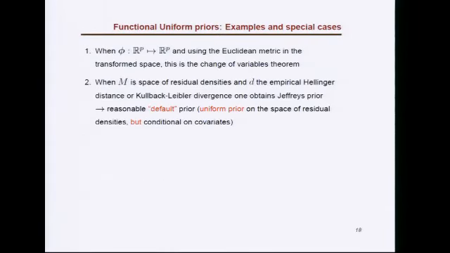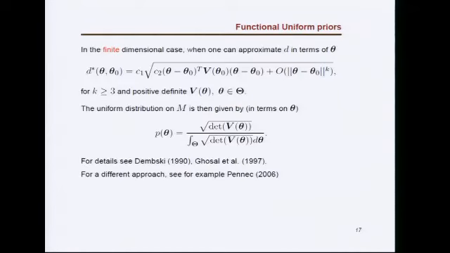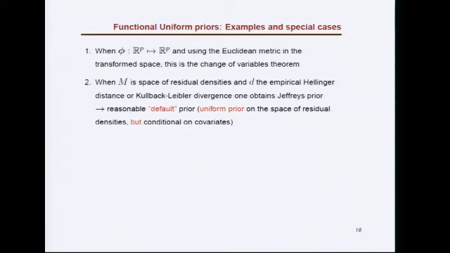Okay, there are a lot of special cases that one is familiar with. For example, if you just have functions from Rp to Rp and you use the Euclidean metric in both spaces, this is nothing else than the traditional change of variables theorem. That's also quite frequently done: you choose your prior distribution so that it's uniform in a certain parameter transformation, and then you use the change of variables theorem. This is just a special case of this more general result by the other authors.